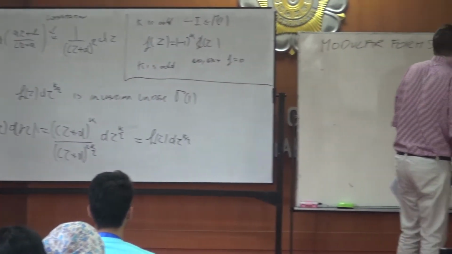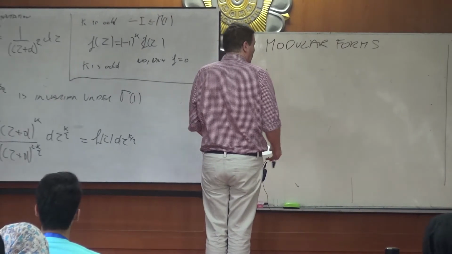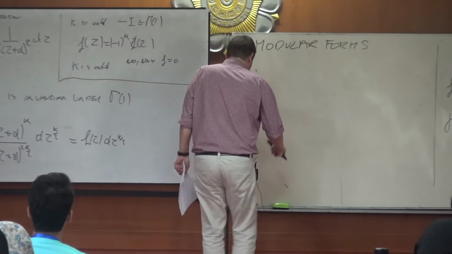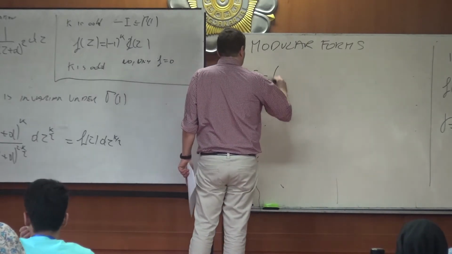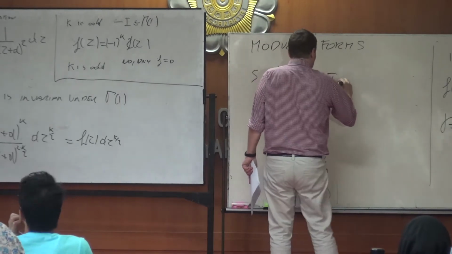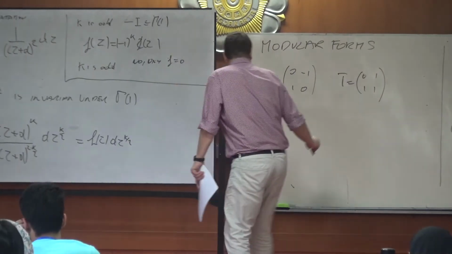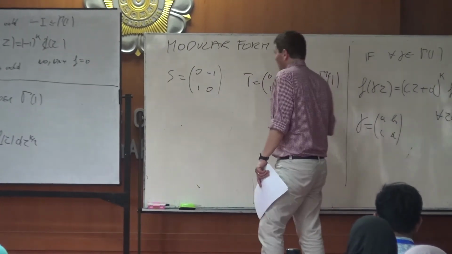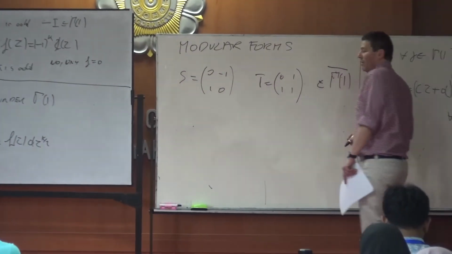Now, to get to modular function, we have to see how this function behaves at infinity. So we have to express them also there. First of all, remember that we have two special elements. We have S, that is (0, -1; 1, 0), and tau, that is (1, 1; 0, 1), in gamma 1. And if you remember correctly, I told you that these two generate gamma 1 bar.